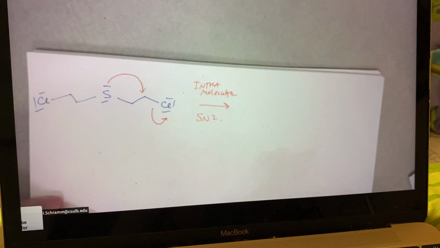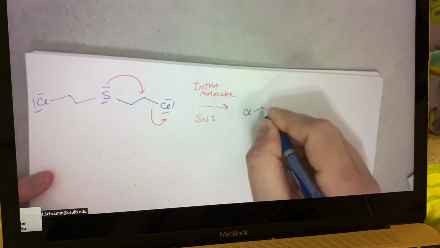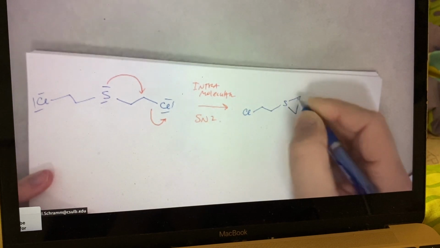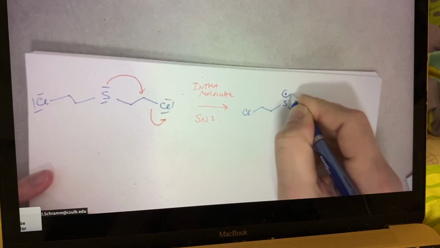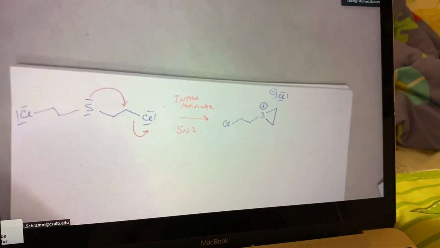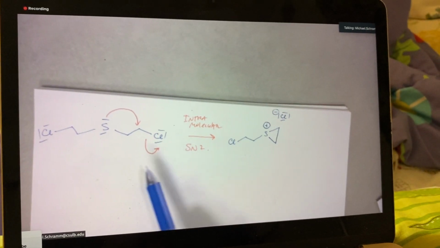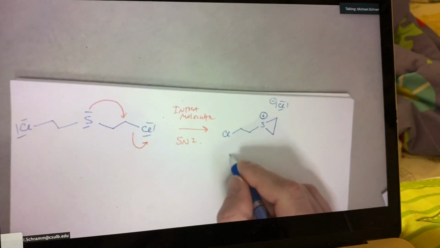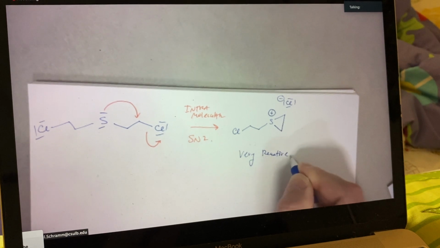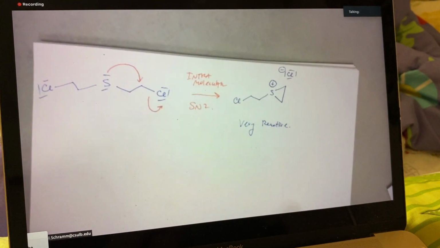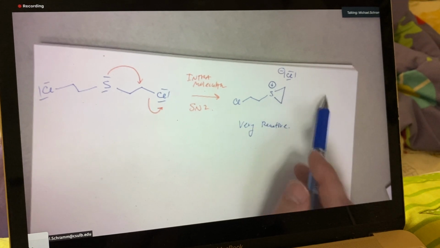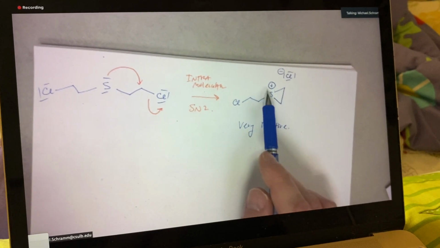And what we make out of this is a very strange compound. It's like an epoxide. I guess it would be called like a thioepoxide. And this is kind of what we make. And this species here turns out to be very reactive. We have a three-membered ring. We have an atom with a plus charge on it. And if we add water to this, this ring will pop open very quickly.